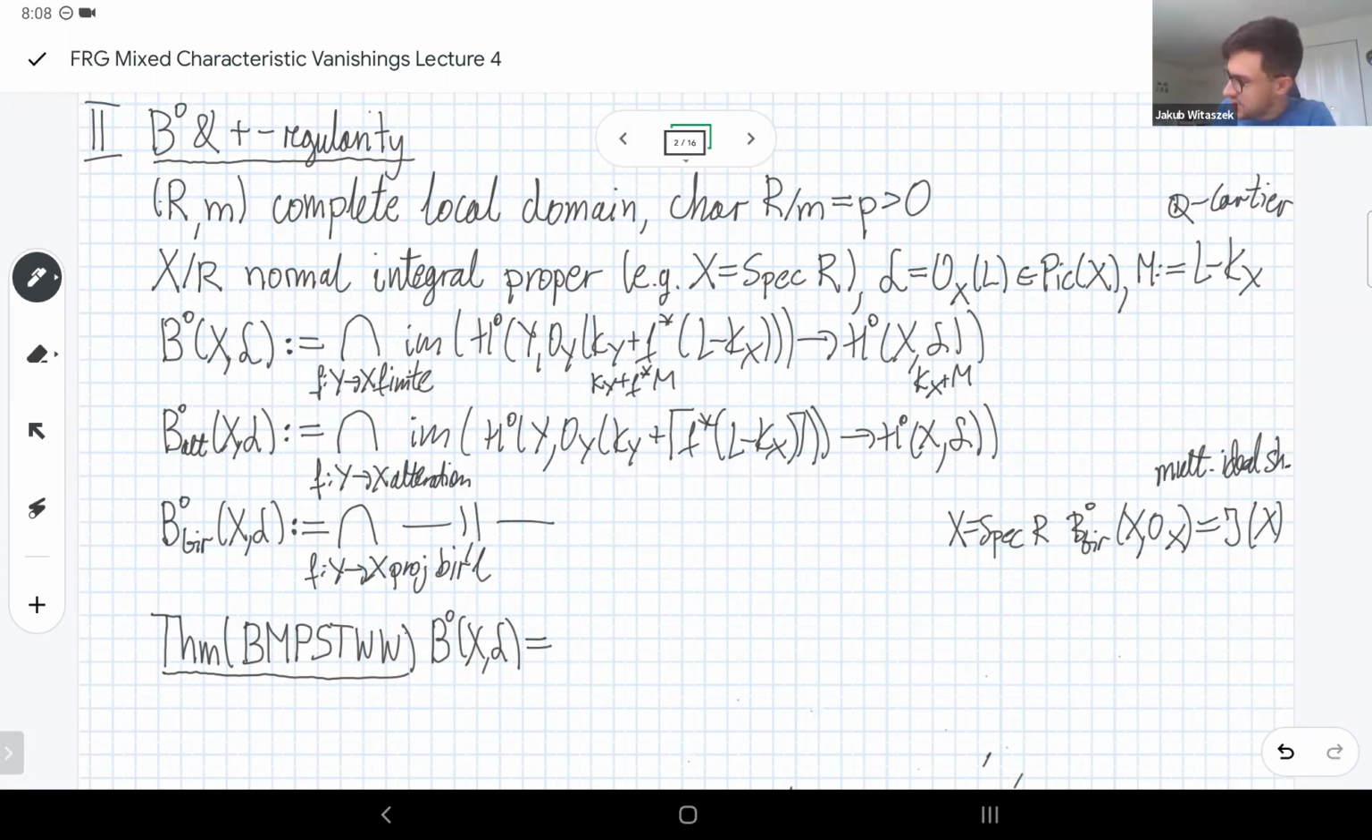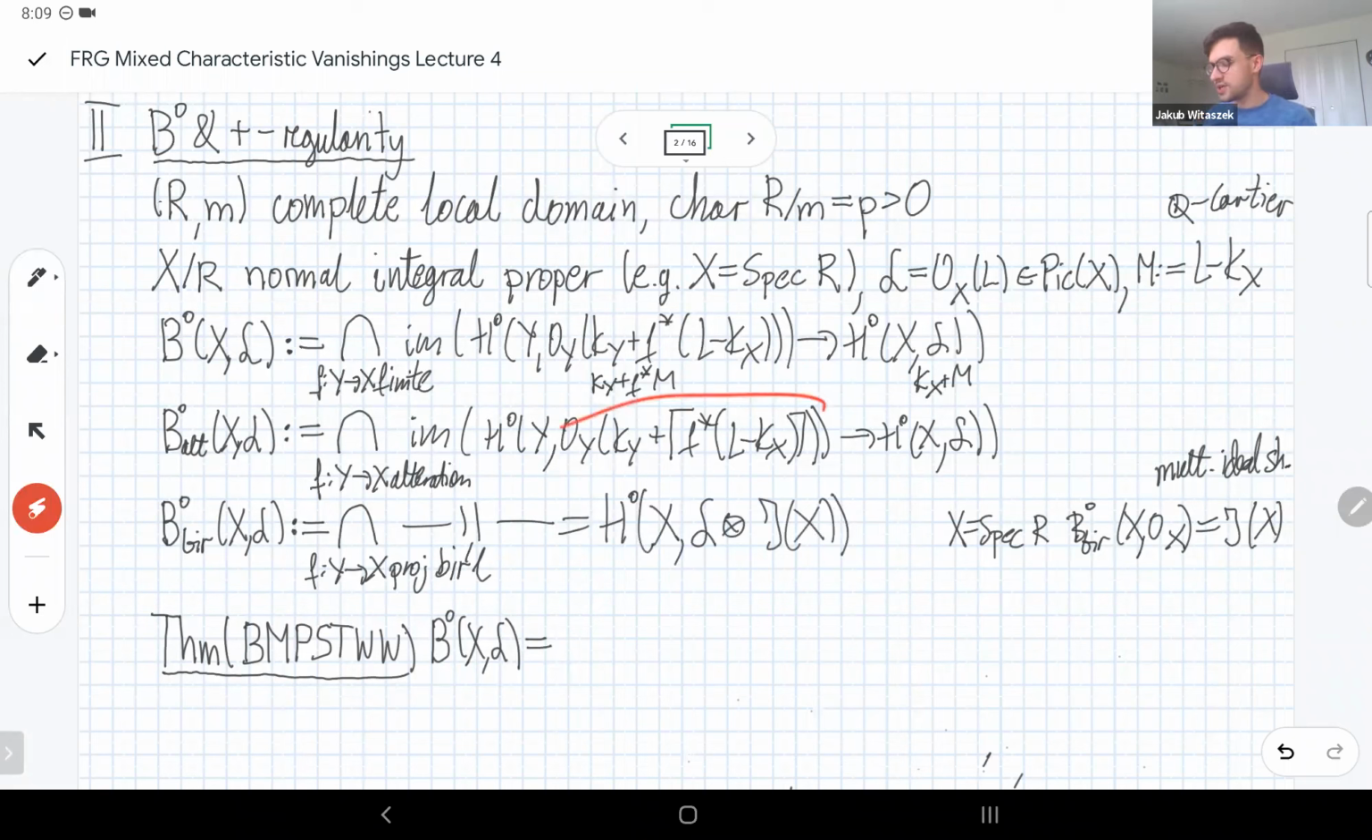This B^0_bir is nothing else but H^0(X, L tensor the multiplier ideal sheaf of X). So if you look at this condition, I'm looking at some subset of sections, for birational maps, a subset of sections of L which admits this additional vanishing condition. So they need to vanish on this multiplier ideal sheaf. Okay.